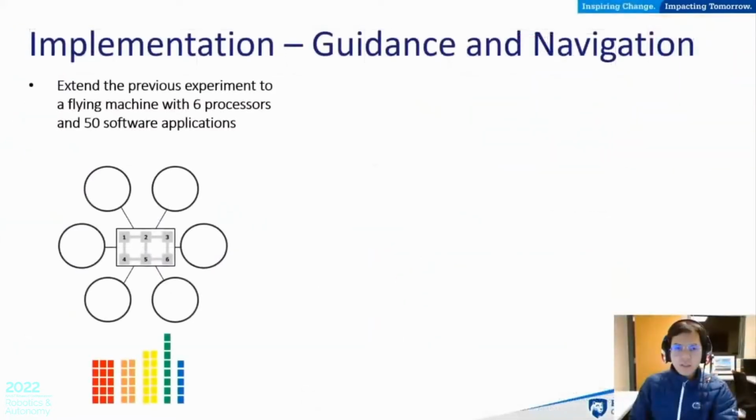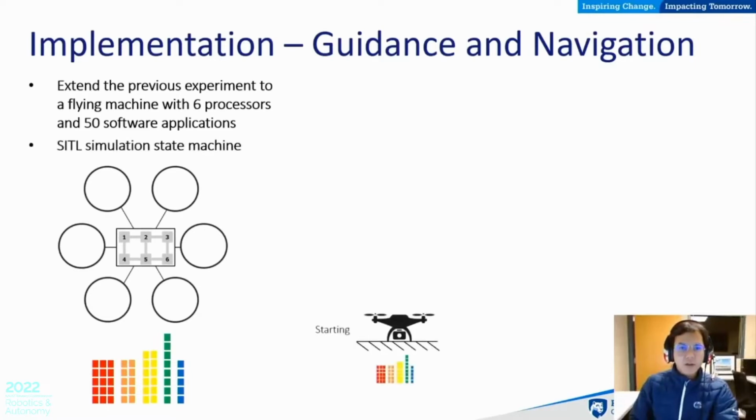The next implementation is software-in-the-loop simulation of multi-rotor guidance and navigation system. We consider a hexacopter with a 6-core processor and 50 software applications shown in these figures. The simulation state machine is described by a sequence of actions of the multi-rotor, starting with the multi-rotor being on the ground and taking off to a certain altitude. The mission is started, and the multi-rotor will follow the waypoints.